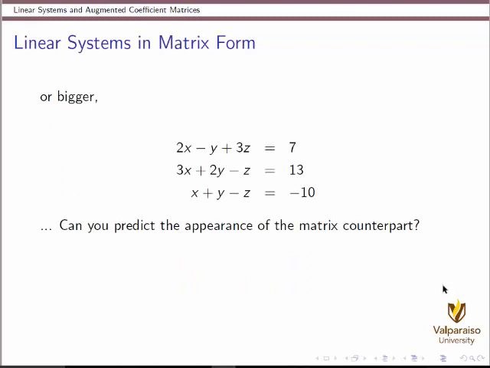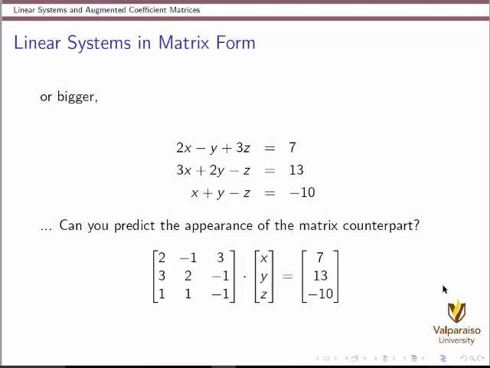Here's a bigger example, 3 equations and 3 unknowns. Having seen what we just did on the last slide, take a second and see if you can imagine what the matrix version of this system of equations is going to look like. And there it is. The coefficients from the left-hand side populate their own matrix. That's called a coefficient matrix. The variables go into what's called the solution vector, x, y, z, and the right-hand side goes into its own column vector as well.